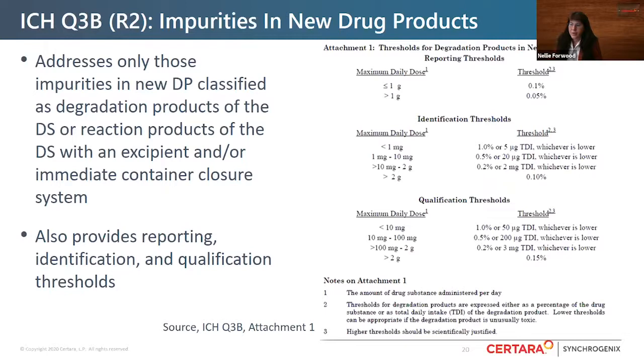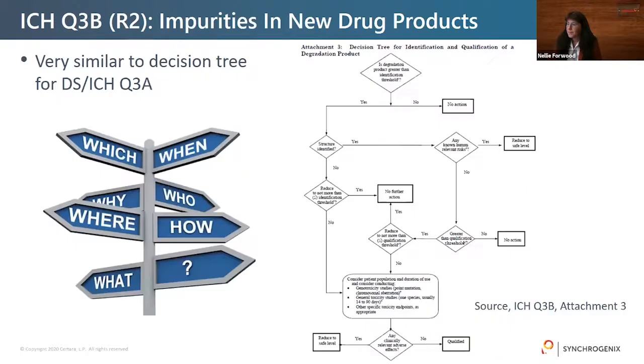So anything on the drug substance that may react with your drug substance or drug product container closure system, any reaction products for the drug substance with any of the excipients, and all of that is dealt with in ICH Q3B. It also provides reporting, identification, and qualification thresholds for this one also. So you need to know your maximum daily dose.